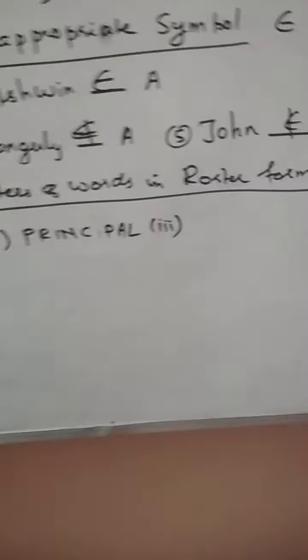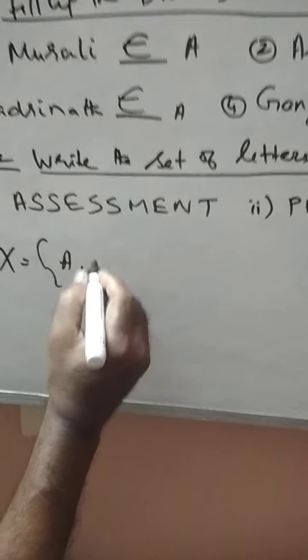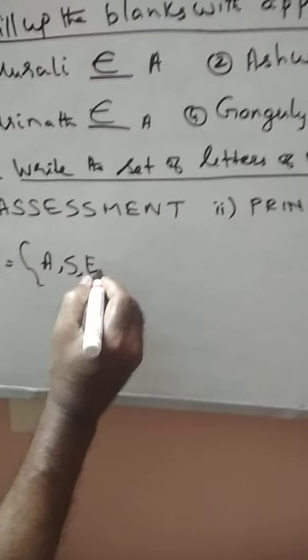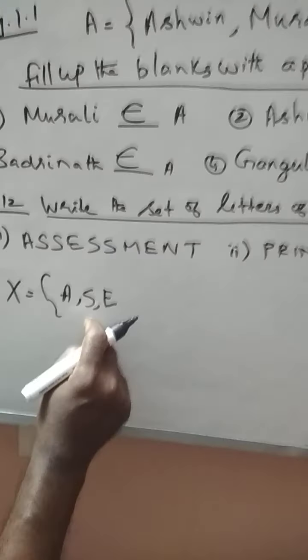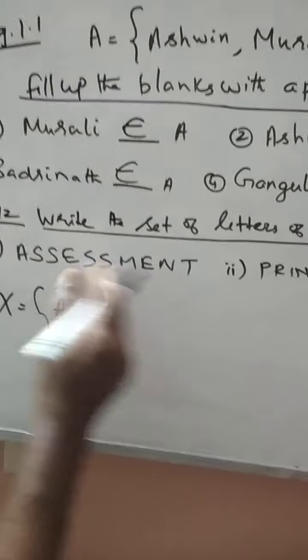Write the set of letters of the words in roster form. Roster form we can write. So the set is equal to A one time, S one time, E one time. Don't repeat this, distinct objects only. So A, S, E, M.